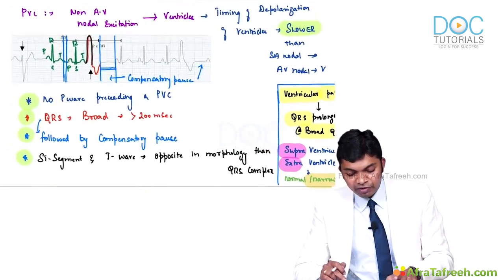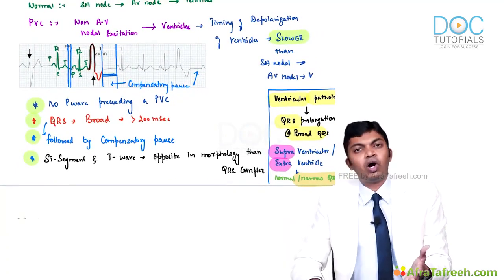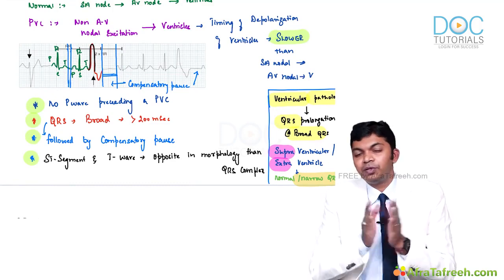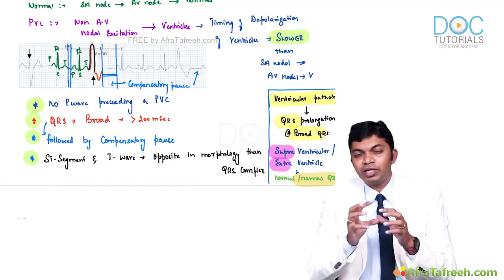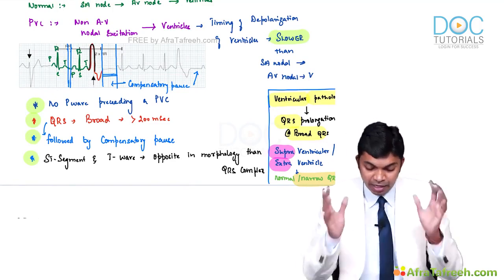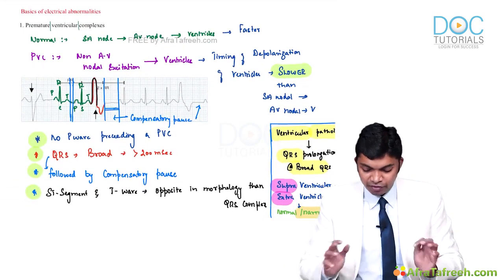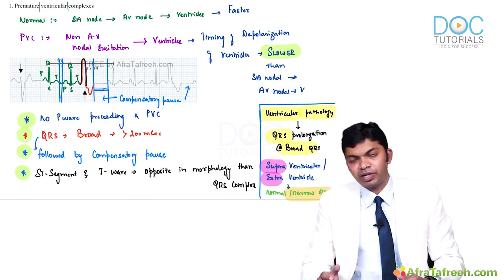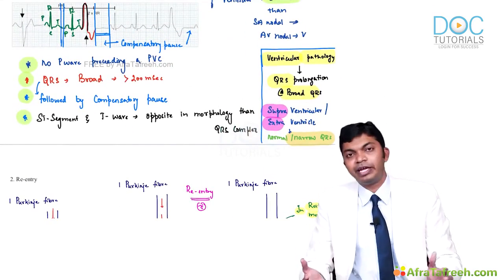Here in premature ventricular complexes, since we are looking at a broad QRS complex, more or less we are able to conclude that the pathology or the triggering activity is primarily involving the ventricles, right, doctors. So, this is premature ventricular complexes. With this we finished premature ventricular complexes, we will extend our discussion to re-entry pathways.